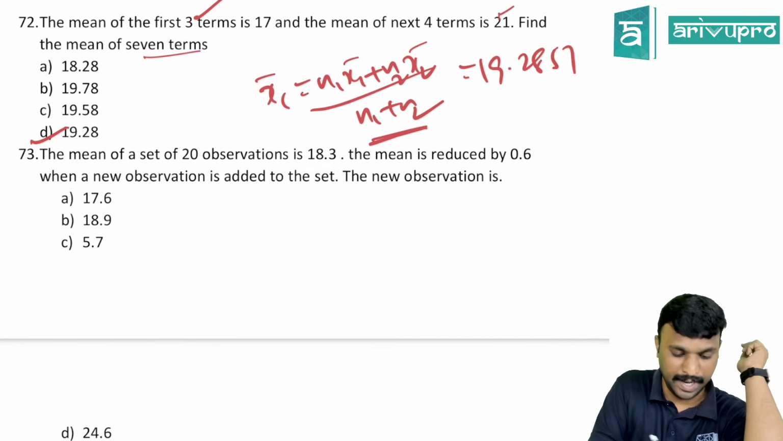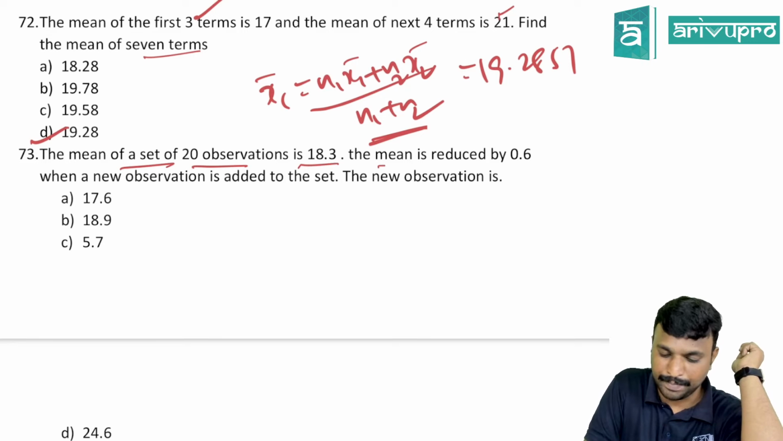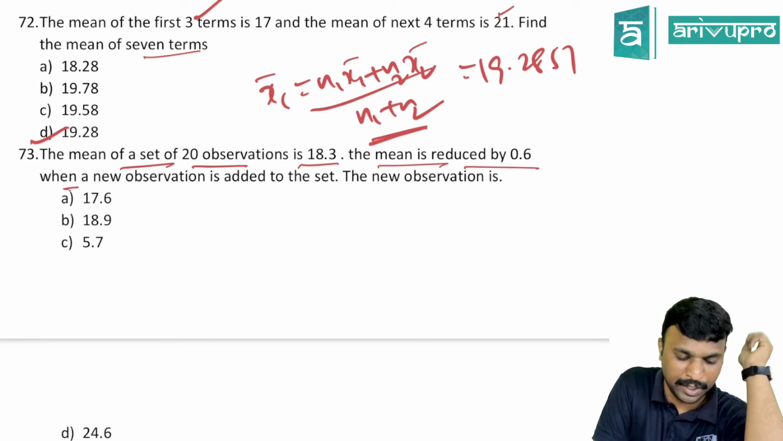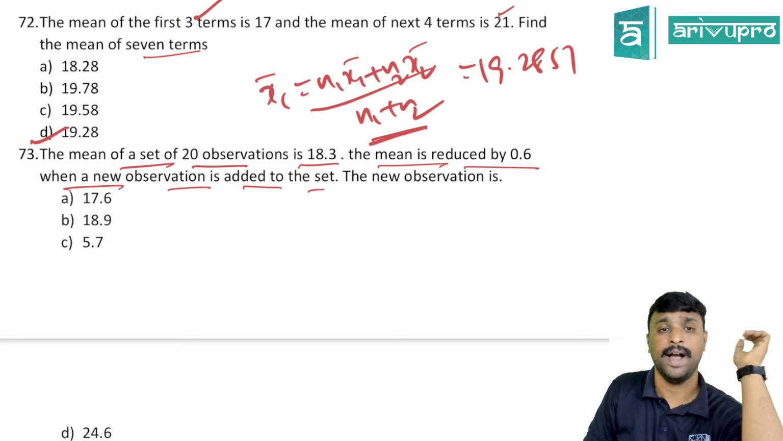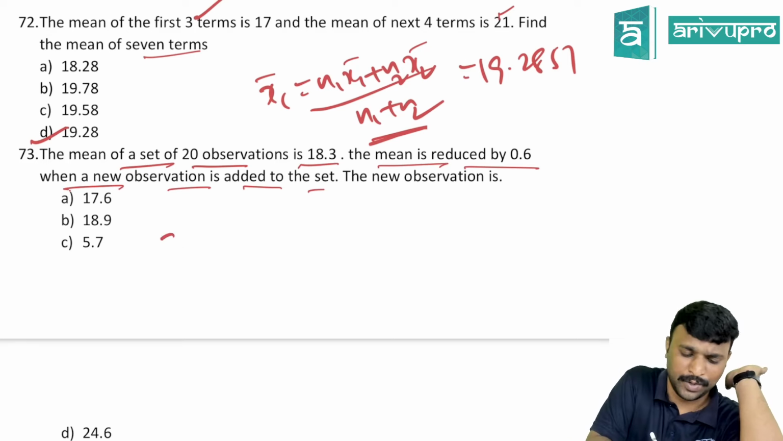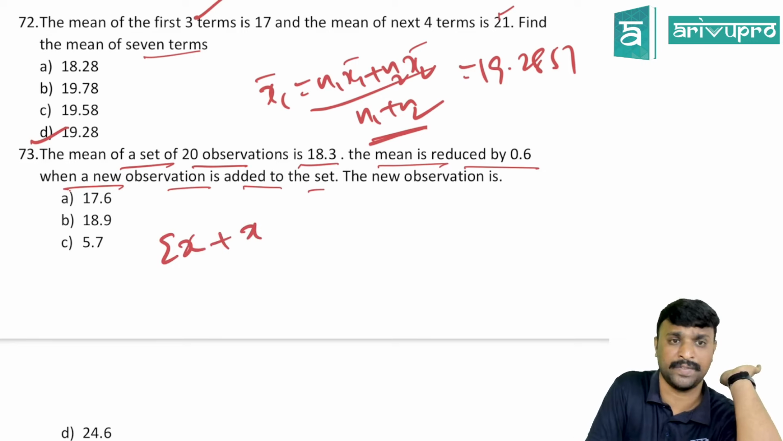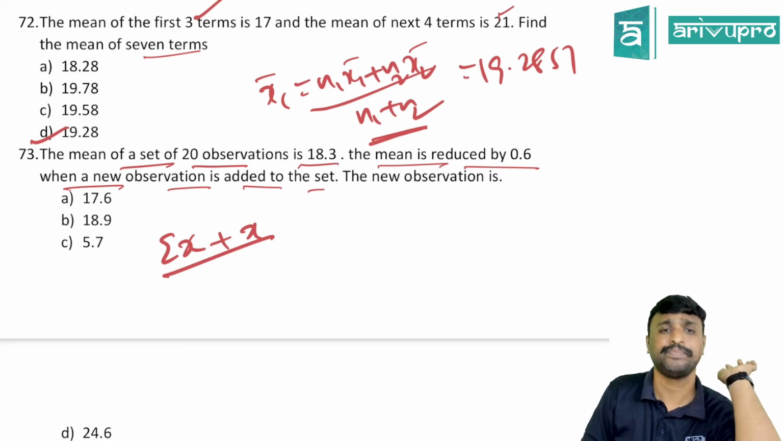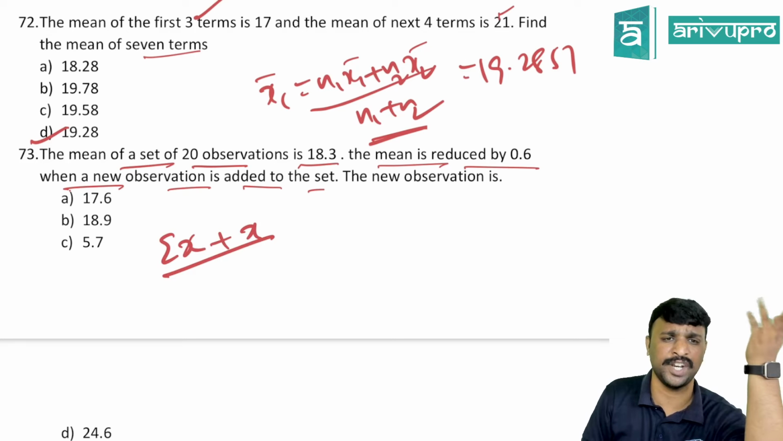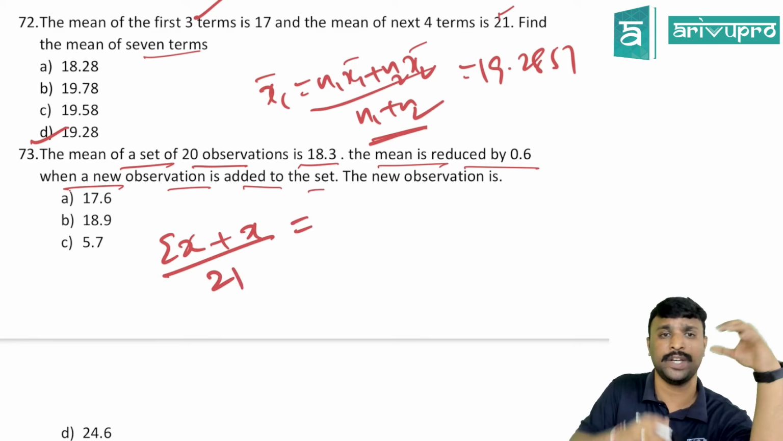Guys, the next question. The mean of a set of 20 observations is 18.3. The mean is reduced by 0.6 when a new observation is added to it. Find the new observation, only one observation. You can use this shortcut formula: summation x plus x, the new observation, divided by the total observations. Initially 20, now one observation is added, so 21, and that is equal to the new mean.